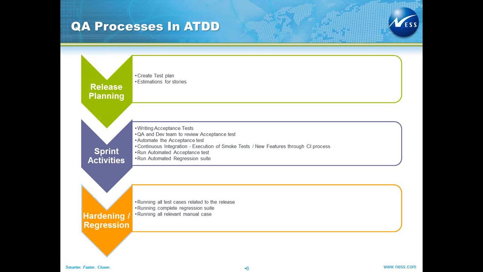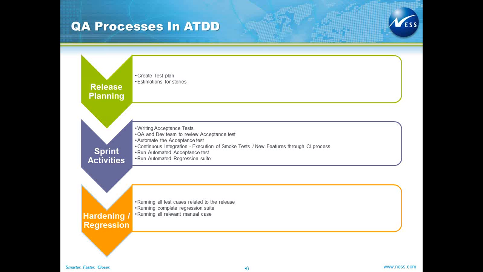Then the QA automates the acceptance test cases. Continuous integration is an integral part of Agile, and it is said to be one of the best practices in Agile. So at this point in time, a QA should execute smoke tests, and whatever new features are being developed within that sprint should be run through the CI process.